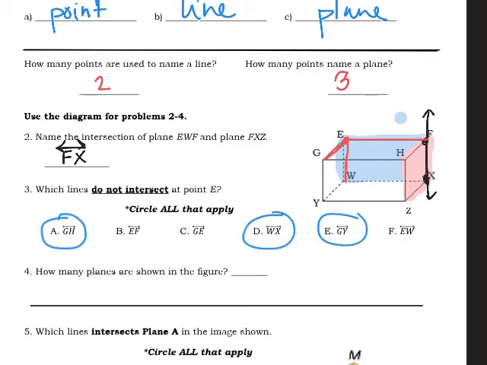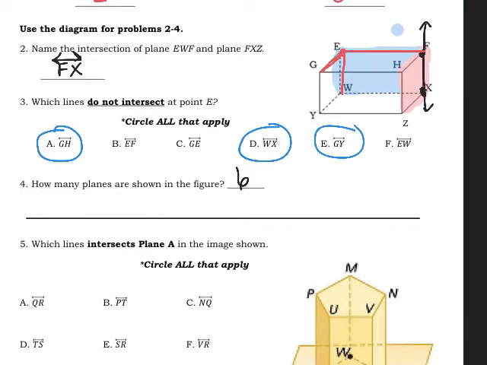Okay. How many planes are on this box? How many planes do y'all see? In other words, how many sides are on this box? 6. Should be 6 sides. Top, bottom, left and right, front and back. All right, going to number 5.